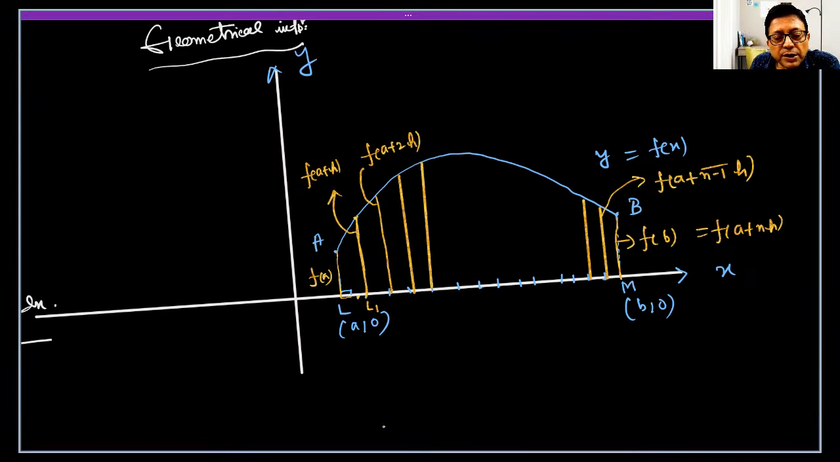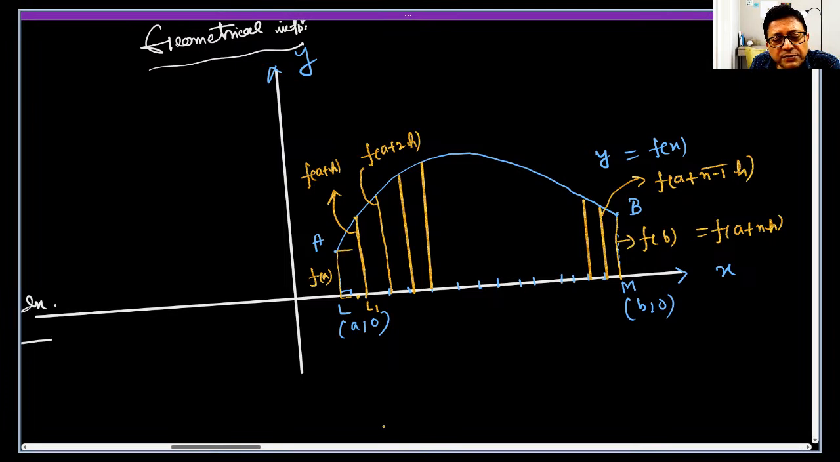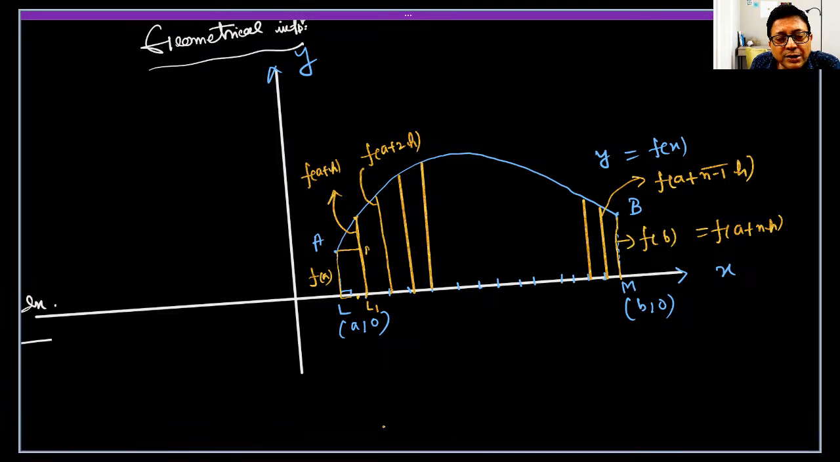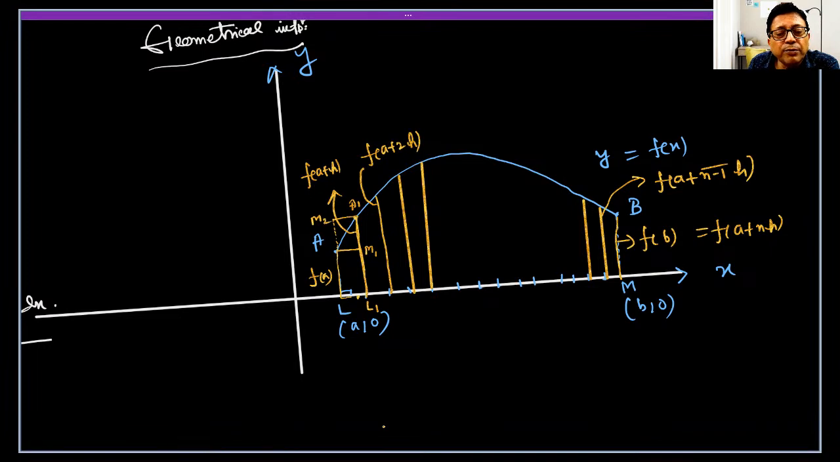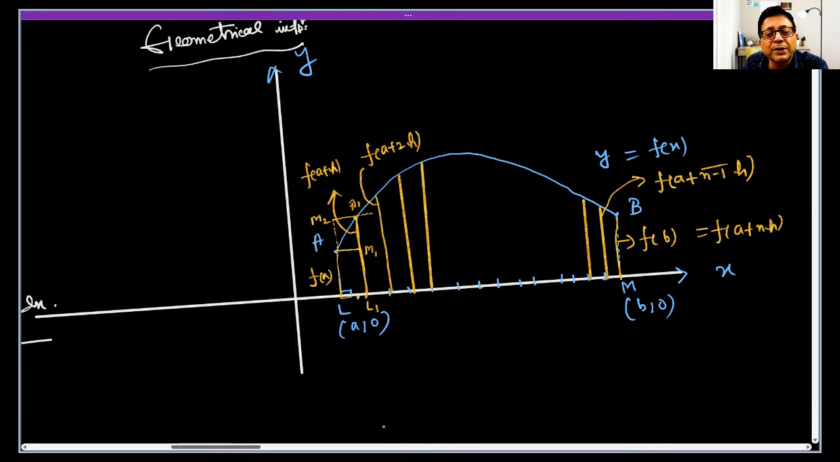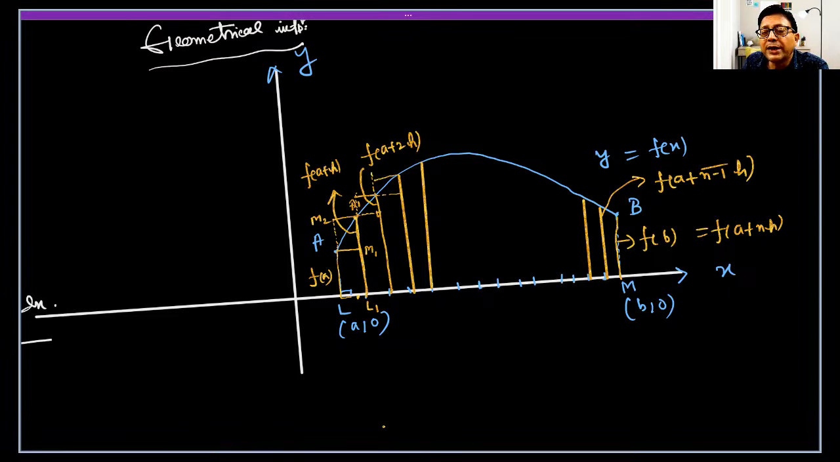Now you draw a perpendicular from here to here. This is AM1. This is say A1. Produce it. Draw a perpendicular here also. A1, M2. And similarly, you go on drawing perpendicular here and produce it, draw perpendicular here. Continue in this manner. Here also.